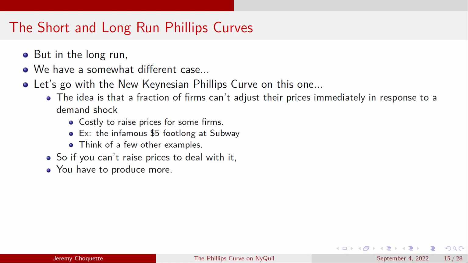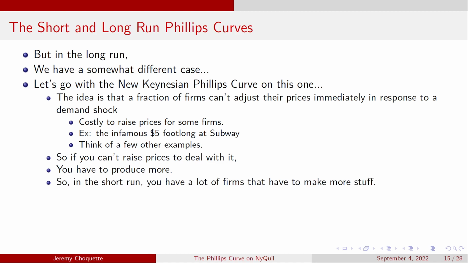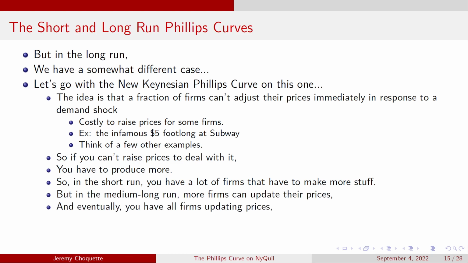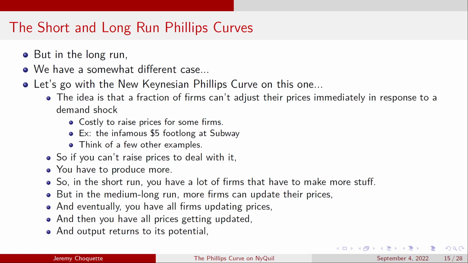So if you can't raise prices to deal with this, you have to produce more. And in the short run, you have a lot of firms that have to make more stuff, but in the medium to long run, more firms can update their prices, and eventually everybody's updated their prices. All prices get updated, and output returns to its potential. Unemployment returns to where it was before the shock.